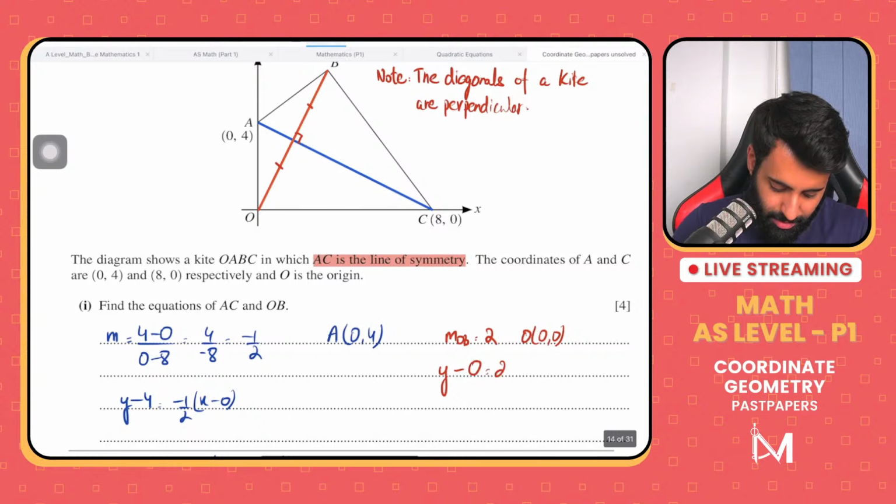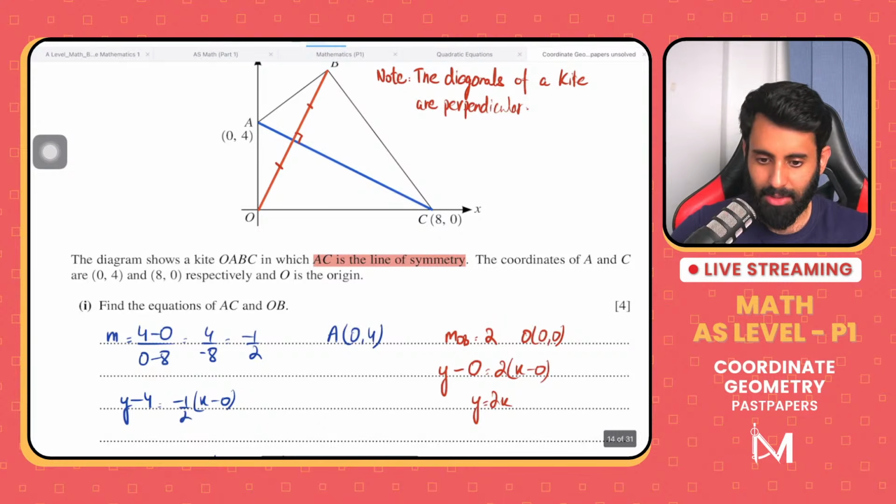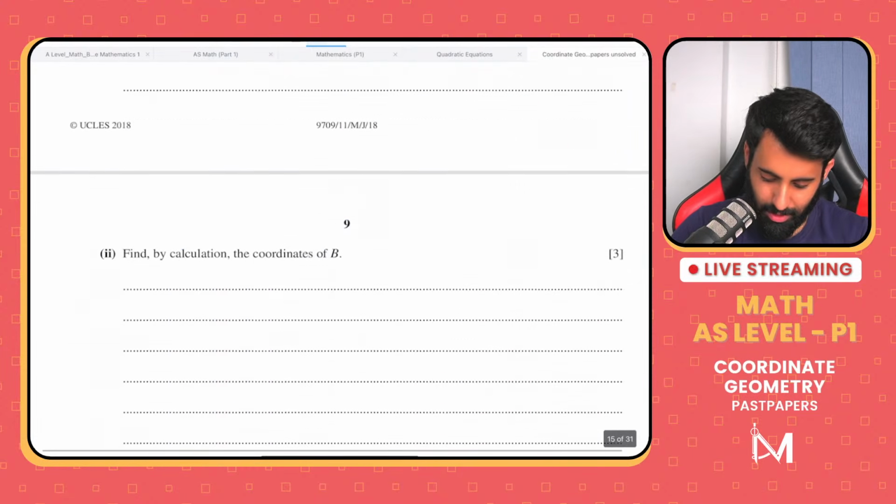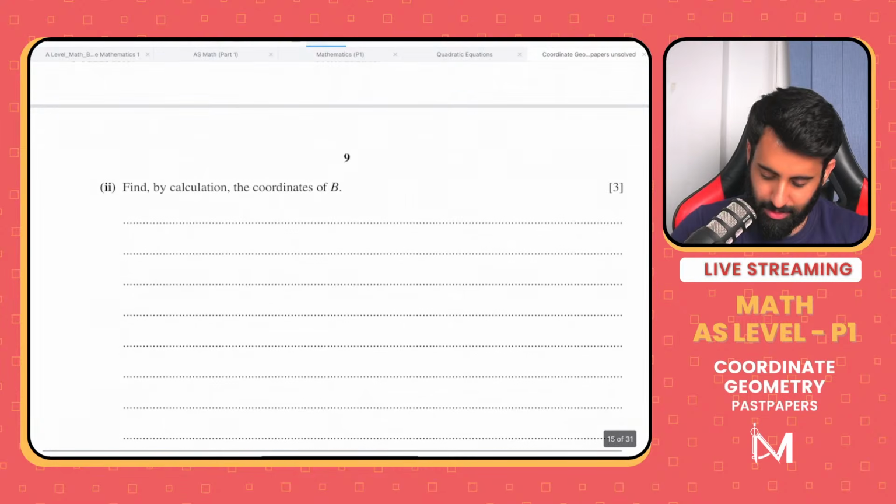y minus 0 is equal to 2 into x minus 0. I know this was not necessary. You could have just done it directly. So y is equal to 2x is what we end up with. Okay, so there you go. That's the answer to part 1. Now you may be thinking that this was not so difficult. Okay, and you're right. Part 2, however, is slightly difficult.